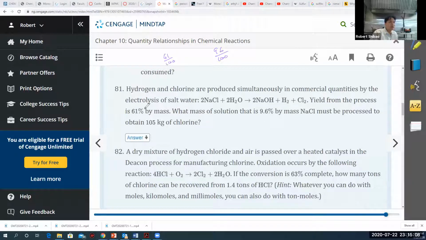And so, of course, we're going to have to label it. So the yield from the process. Okay, the yield of what? What are we looking for? And so what mass of solution must be processed? Chlorine. We're looking for chlorine. And so this means we get 61 grams of chlorine actual yield for every 100 grams of chlorine theoretical yield. I'll keep track of that. And then what is this 9.6%? Okay, by mass of sodium chloride. Well, that's the original salt water. And so this is 9.6 grams of pure sodium chloride per 100 grams of salt water.